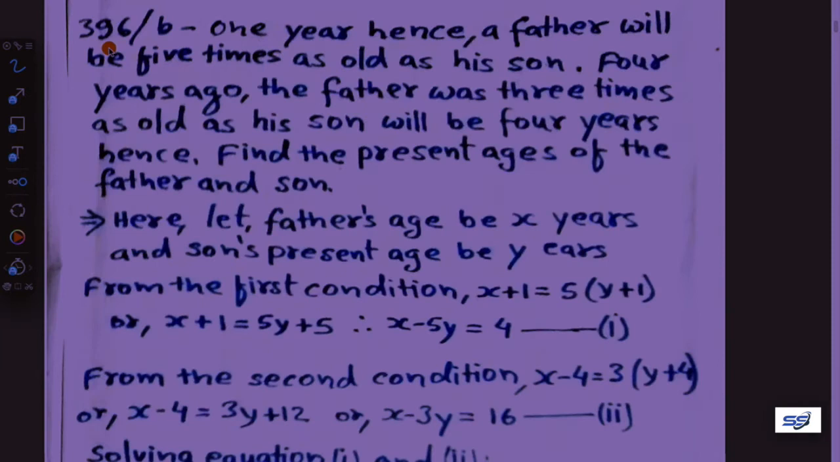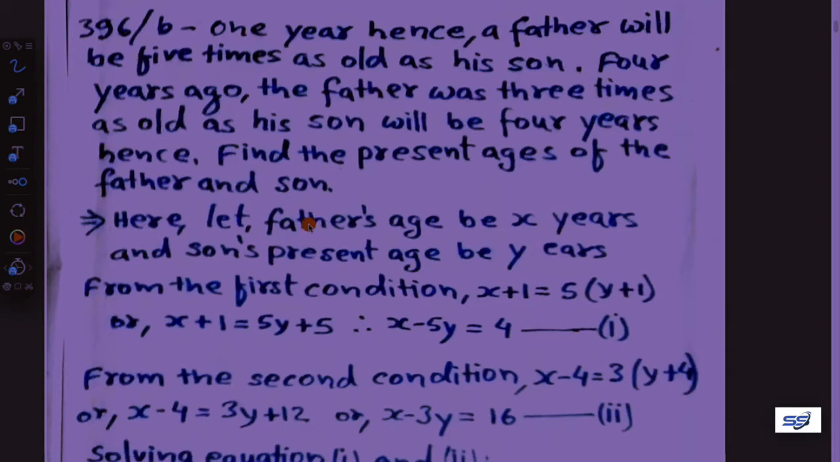This is our 396 upon B. Here given, 1 year hence, a father will be 5 times as old as his son. 4 years ago, father was 3 times as old as his son. Hence, find the present age of father and son. Now, as the question demands, let's begin and solve this easily.